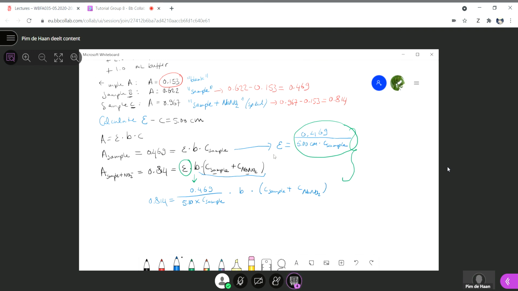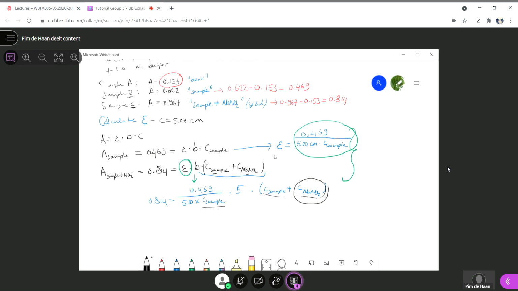All right, so now we have to get rid of the b and put a 5 there. And now you're going to have to do the math. Okay, that's all very nice. But we have one equation and two unknowns. We have c sample here, and c sodium nitrite here. One equation with two unknowns. You're never going to solve this. Okay, so we need to figure out what this one is. Can we? Yes, we can.